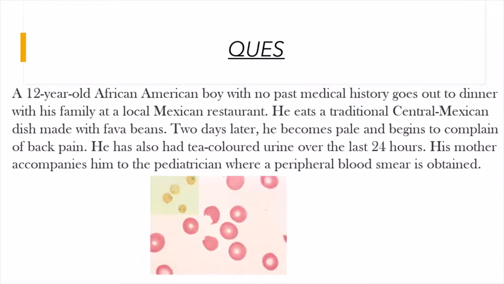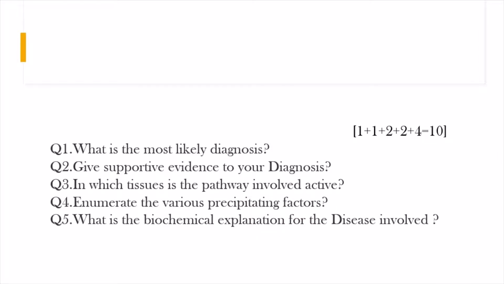Let's see the questions. Question 1. What is the most likely diagnosis? Give supportive evidence for your diagnosis. In which tissue is the pathway involved active? Enumerate the various precipitating factors. What is the biochemical explanation for the disease involved? Let's see one by one.